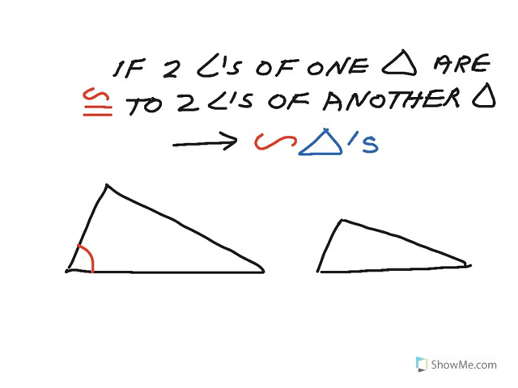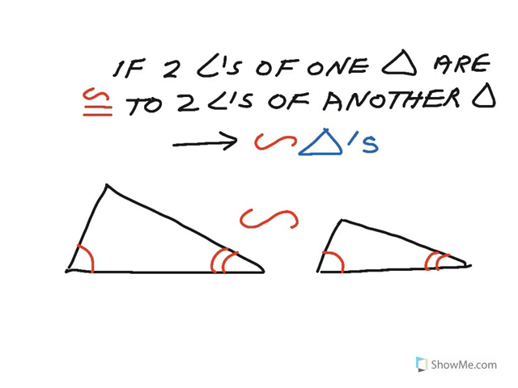So if I have, say, these two triangles, they're obviously different sizes, but if those two angles are the same, and let's say that these two are the same as each other. So between the two, I have two pairs of congruent angles. Then I can be sure that these two triangles are similar.